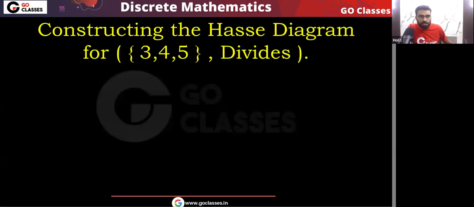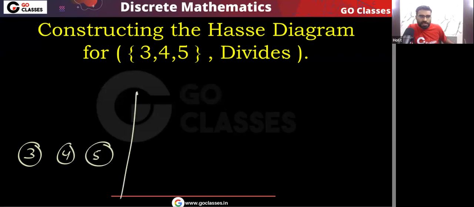Now, let's solve this question also quickly. Construct the hash diagram for 3, 4, 5 and divides. Now you tell me, what will be the hash diagram? So let's start with 3. You can see 3 does not divide 4, 4 does not divide 3. So 3, 4, 5. This is your hash diagram. Is this correct? Yes, this hash diagram is correct.